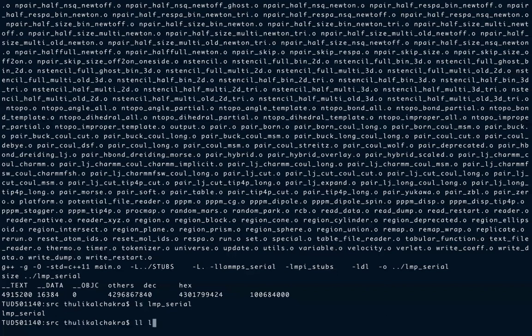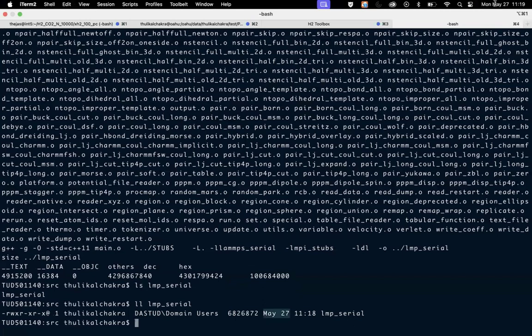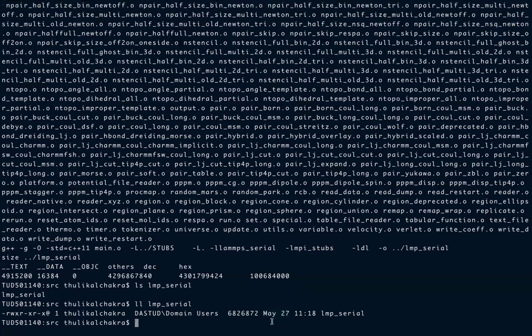As you see, the entire process has generated an LMP serial file. This was generated at 11:18 on May 27th, and this is precisely the point that we're interested in. So this is successful now. So we have the file to run the MD codes.